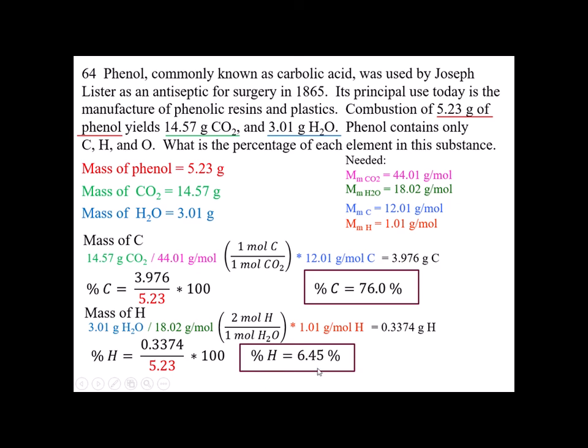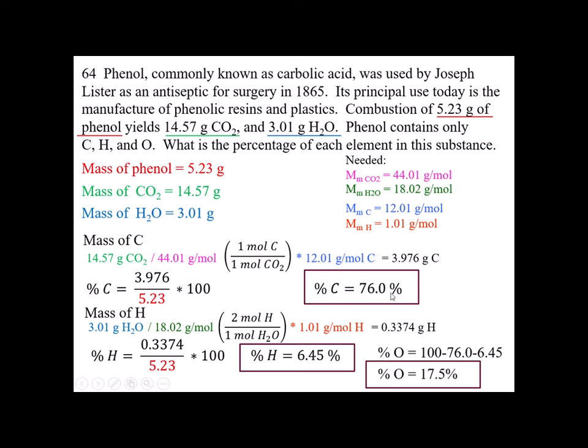As I stated in the last slide, yes, there's oxygen in the CO2, there's oxygen in the water, but the experiment has oxygen coming in there, so I can't get the amount of oxygen in the compound from that. Instead, I'm going to use subtraction. Okay, so in the last video, I showed that all the percentages have to add up to be 100. So to find the mass percent of oxygen, I'm going to take 100 minus the mass percent of the carbon, the 76, minus the mass percent of the hydrogen of 6.45. So the mass percent of the oxygen is 17.5.